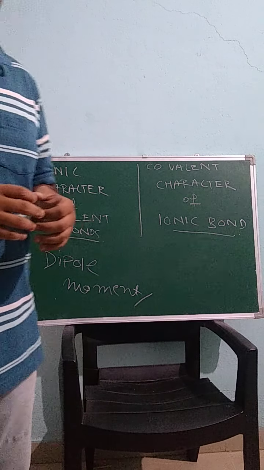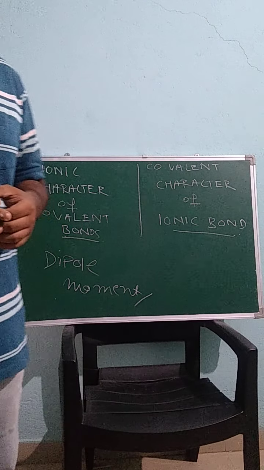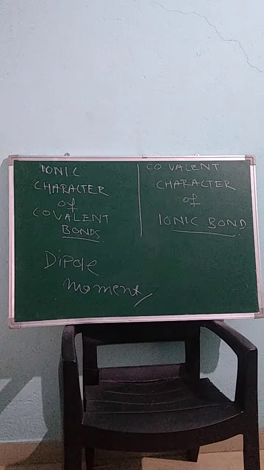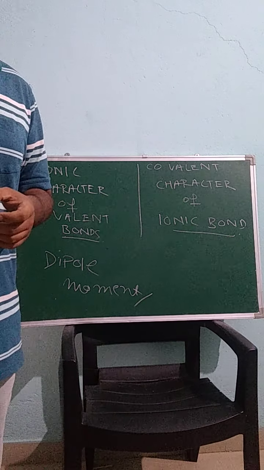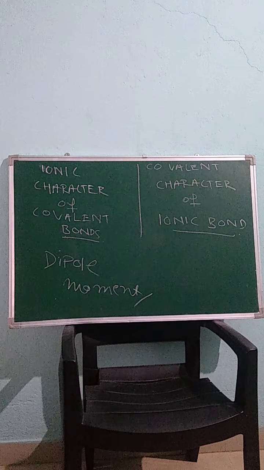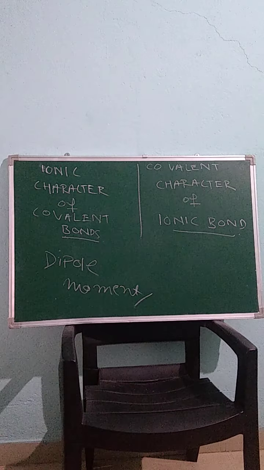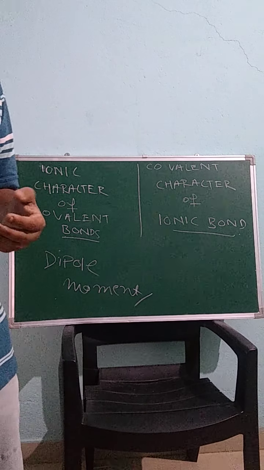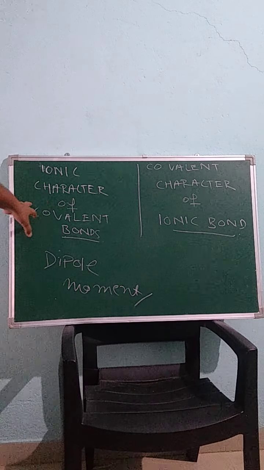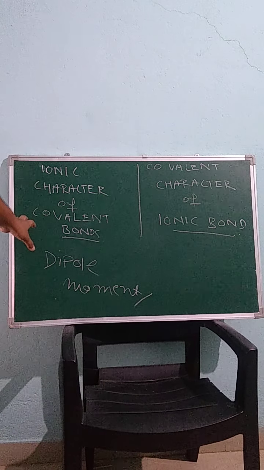In the last class, we studied how to calculate dipole moment, and we know that dipole moment is a vector quantity. So it represents the direction of where the electron is getting attracted. Generally, more electronegative atoms tend to attract the electron most. So that was some ionic character in a covalent bond.